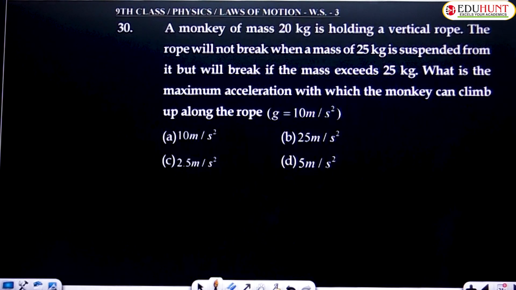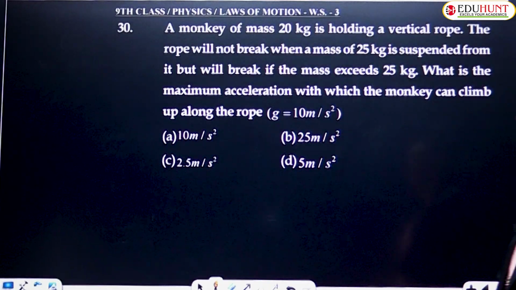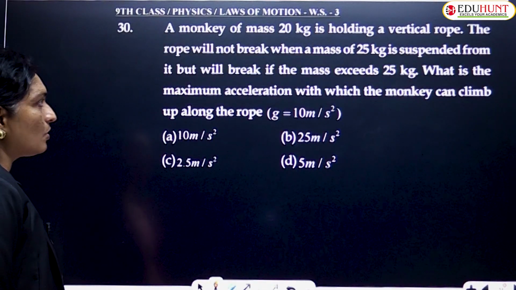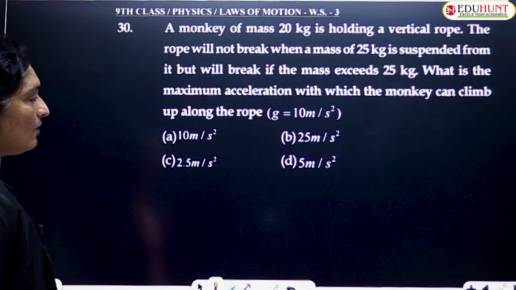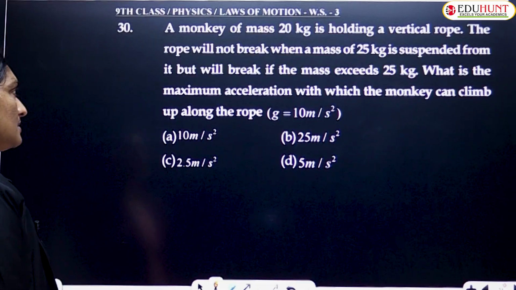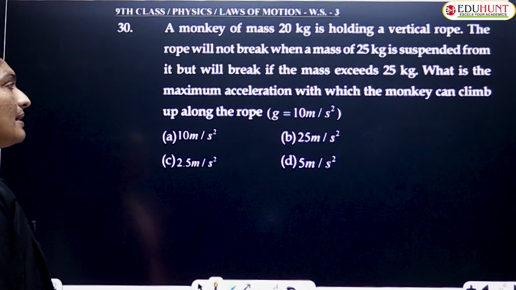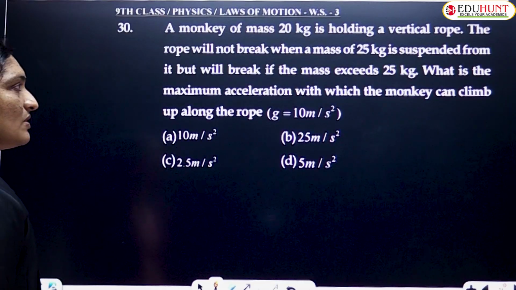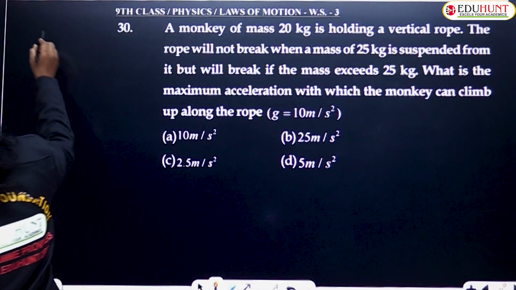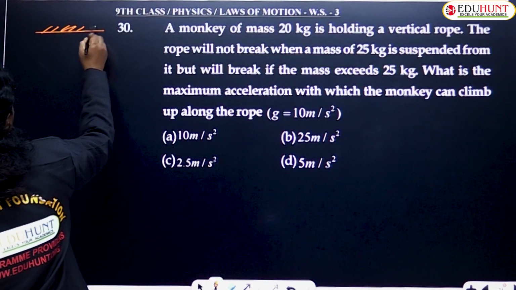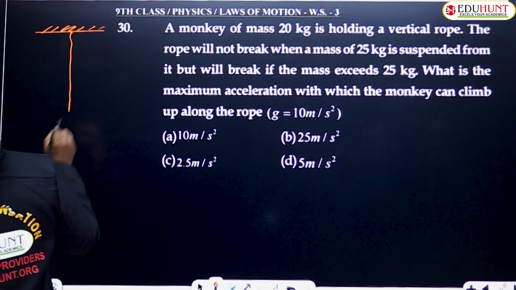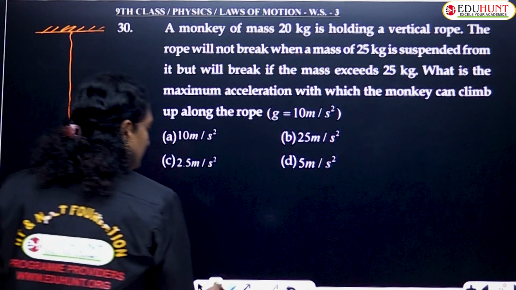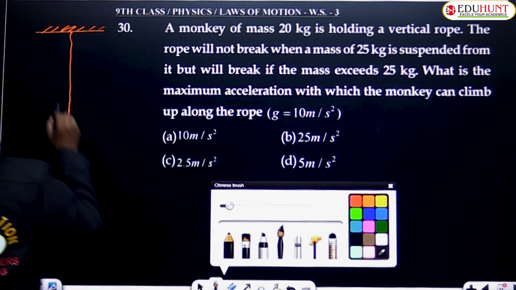Now moving to the next question, the 30th. A monkey of mass 20 kg is holding a vertical rope. The rope will not break when a mass of 25 kg is suspended from it, but will break if the mass exceeds 25 kg. What is the maximum acceleration with which the monkey can climb? So first of all, you have to take the rope. Again, our friend has come. Who is that? Our monkey.